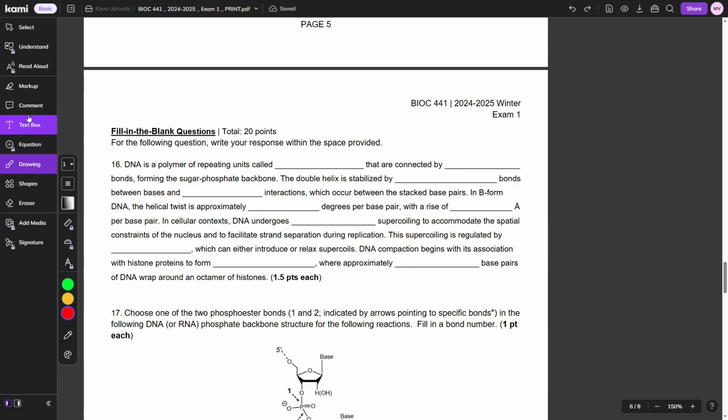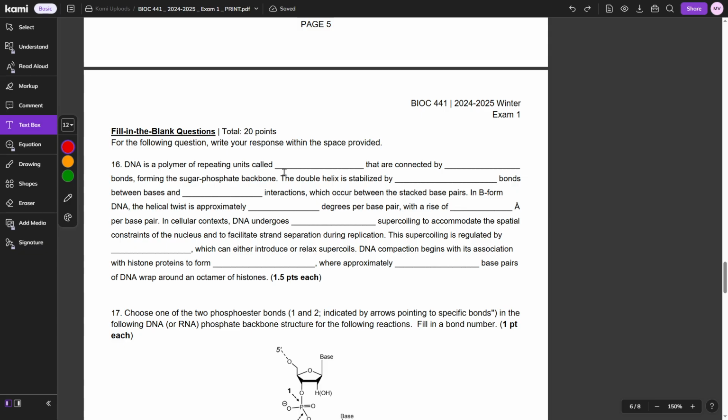All right. 16 is a fill in the blank. You guys had something like this on your Hurley exam. I think it was your third test. But you guys had a word bank. You guys don't get word banks here, so you kind of just have to pray.